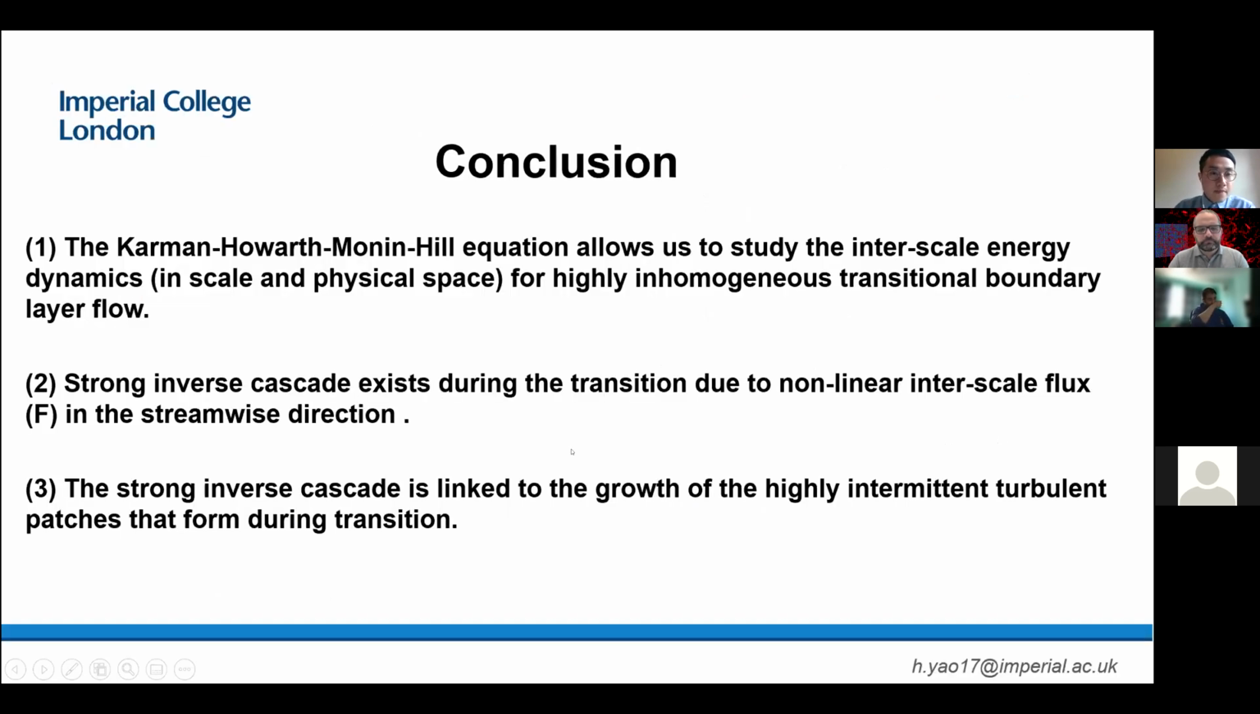And here's the conclusion. We have been introducing the generalized Kolmogorov equation as a powerful statistical tool to analyze the interscale energy transfer for homogeneous flows. And in our bypass transition case, particularly, we found there's a strong inverse cascade during the transition that is due to the nonlinear interactions. And this strong inverse cascade is also linked to the growth of the highly intermittent turbulent patches that are formed during the transition.